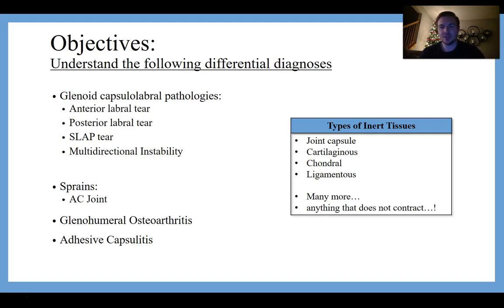So what does inert tissue mean? Well, it's joint capsule, cartilaginous, chondral, ligamentous, and many more. Basically, it's anything that does not contract. Even neural tissue, though some people argue neural tissue does contract, but we think about the venous system and that sort of thing. Those are all types of inert tissue. Bone is inert tissue, but we'll go over the ones here. We're going to have another lecture on neurovascular as well as bony anatomy as our third in this series to wrap it up, but let's get after it here.